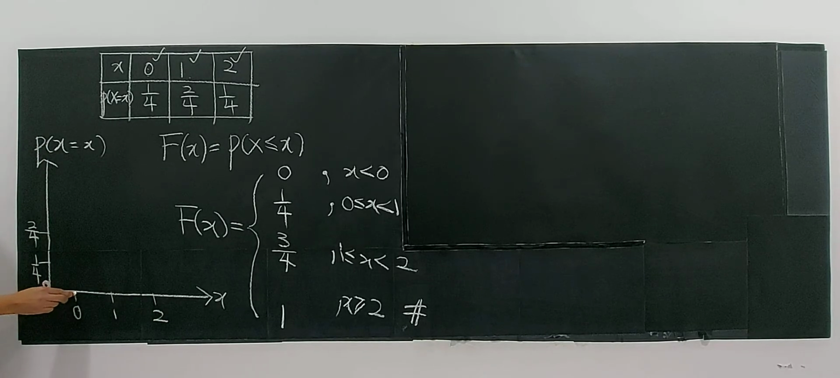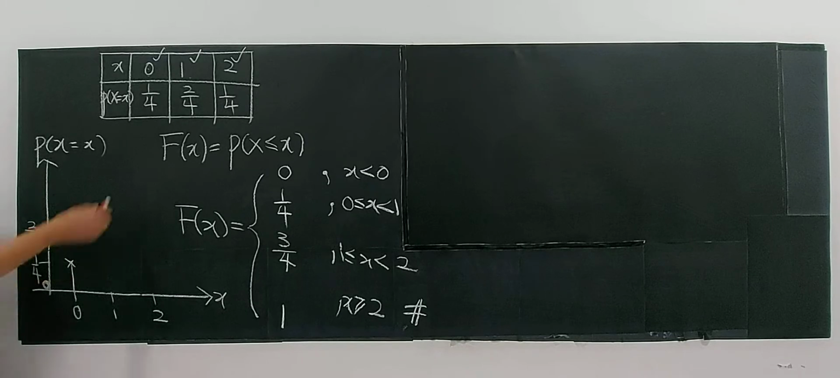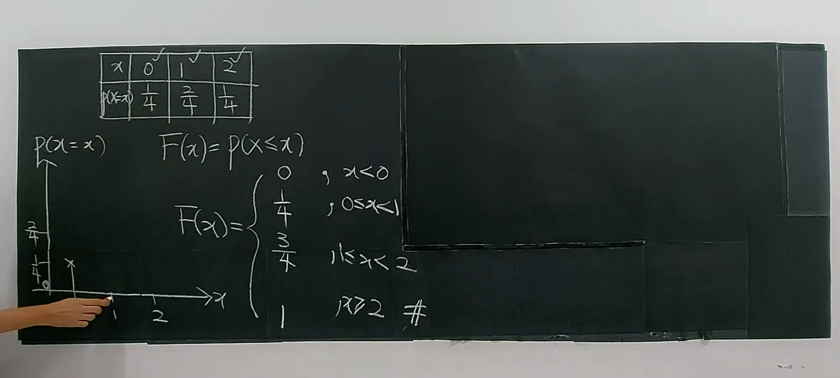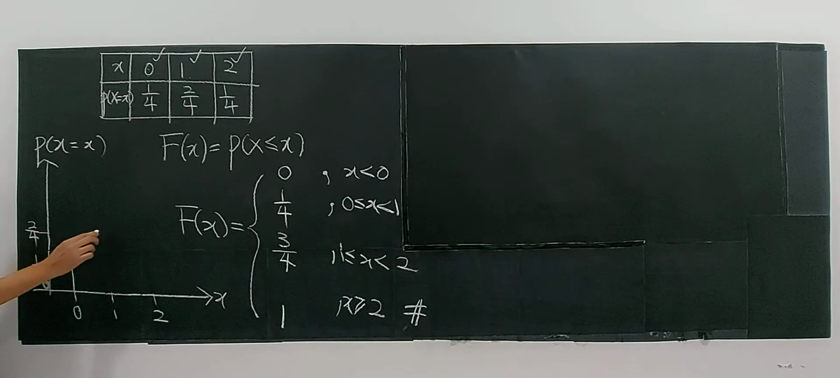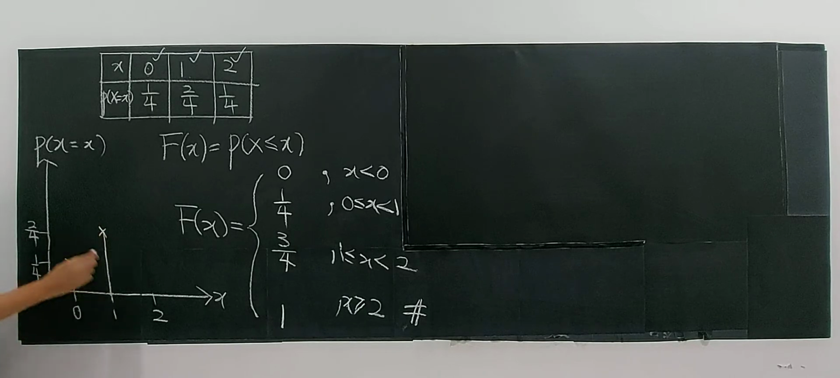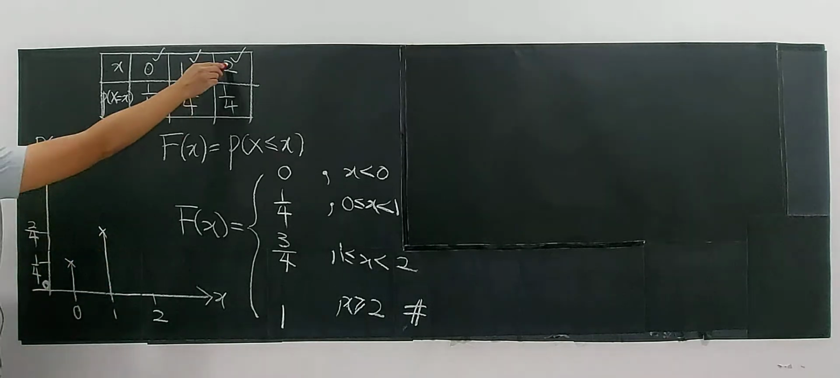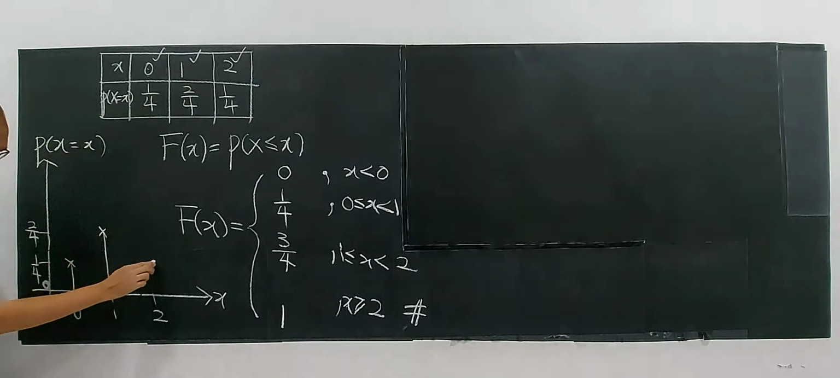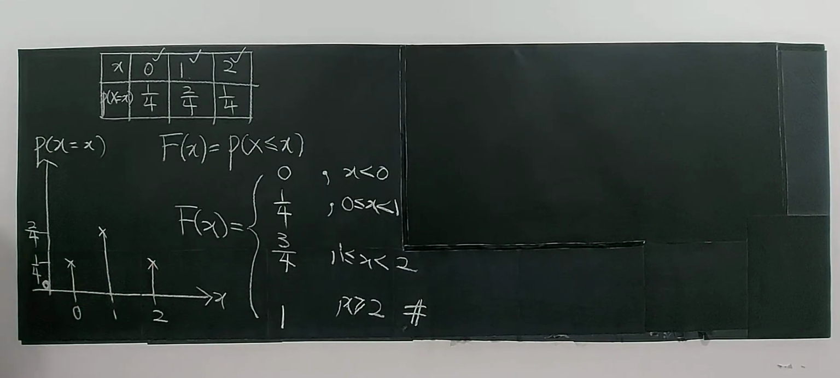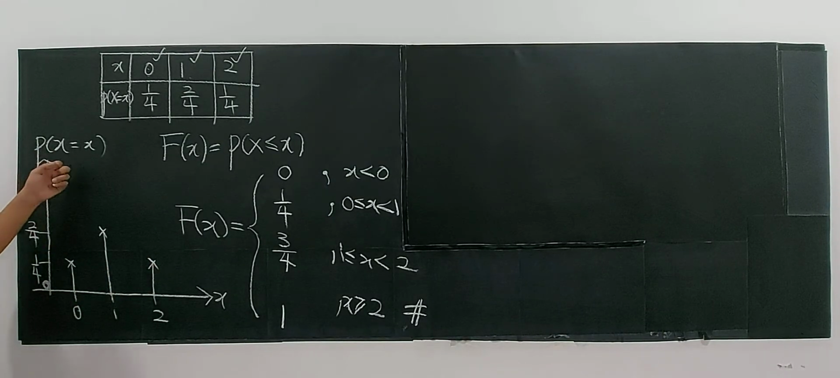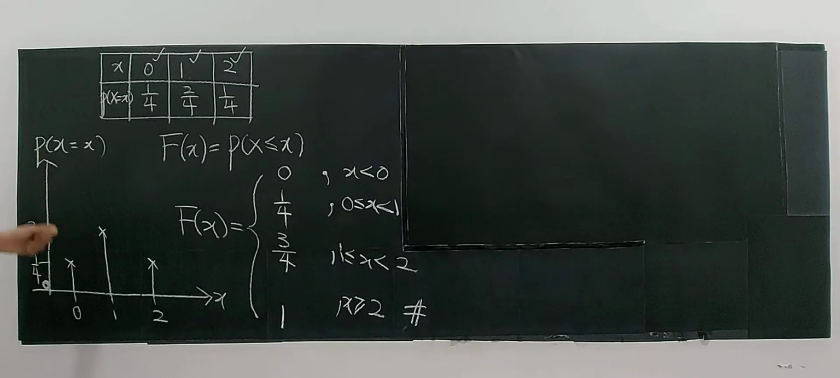So when x is 0, it will be 1 over 4. This is a probability distribution graph. When x is 1, the probability is 2 over 4, and when x is 2, the probability is 1 over 4. So this is the graph of the probability distribution function.